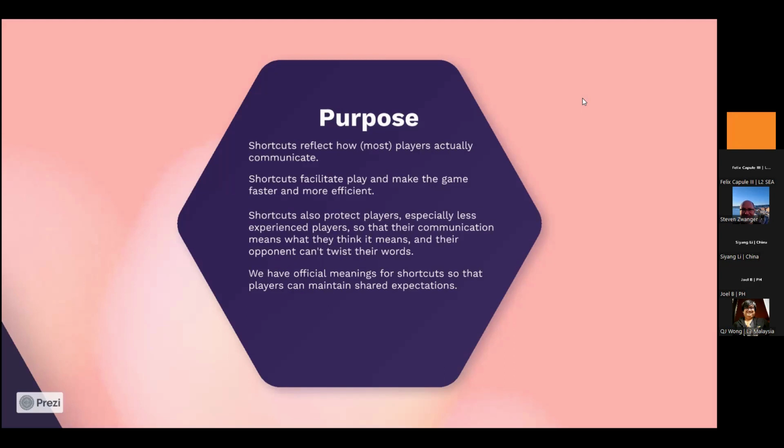And we have official meanings for certain shortcuts so that players can maintain shared expectations. So even if these players have never met before, we have this policy that they can fall back on that will give specific meaning to their communication to help them be on the same page and understand each other. Now, this is especially helpful when players don't have the same native language, because if they're using a non-native language to communicate, the shortcuts have a meaning in that language, and they can fall back on that meaning in case they are unaccustomed to communicating in that language normally.